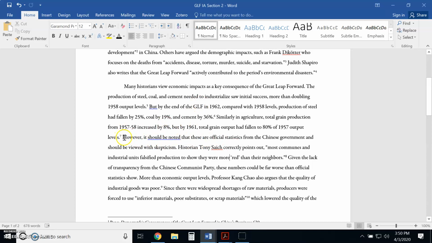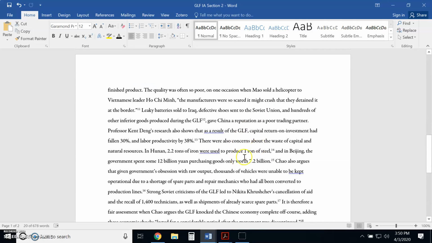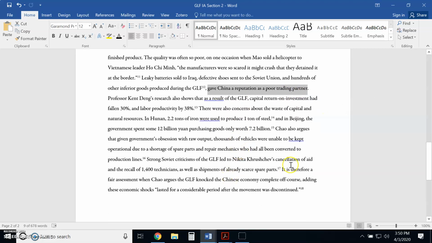questioning evidence, right? However, it should be noted that official statistics from the Chinese government should be viewed with skepticism, and so on and so forth. The crappy goods that were being made in China during the Great Leap Forward, and sort of my own thoughts, that would clearly give China a poor reputation on the global stage as a poor trading partner. And so my own thinking, if I were to just do a ballpark percentage, my own thoughts without any paraphrasing or using evidence from my sources, probably makes up about 15% of what I've written so far.